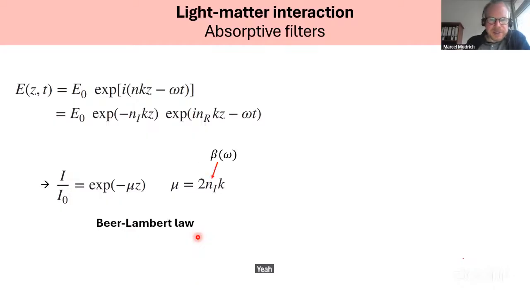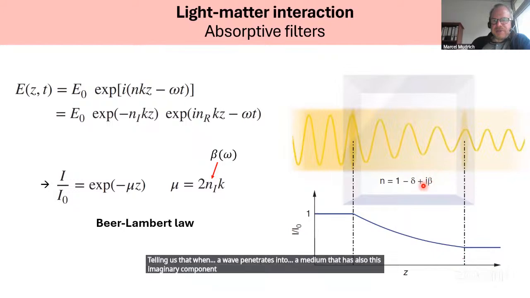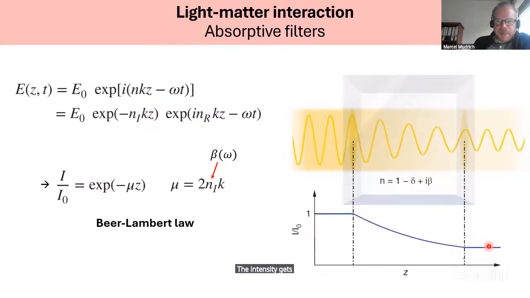In the other nomenclature, this was the beta coefficient, telling us that when a wave penetrates into a medium that also has this imaginary component of the refractive index, then the intensity gets exponentially damped.